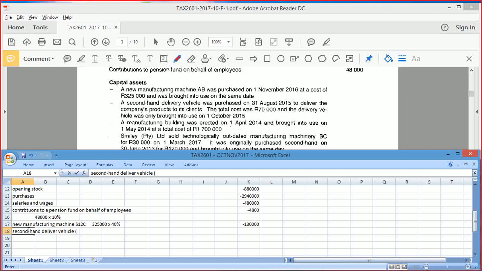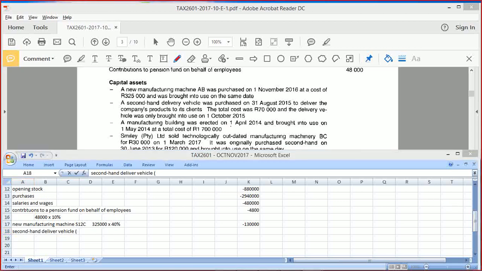Okay, so then what does Section 12E mean then, sir? Section 12E is an SBC. Yes, sir, it's still SBC. Section 12E, movable asset. Oh, well, hold on a sec. That's what I'm saying. Manufacturing machine ABC was purchased at a cost and brought into use on the same date. The first one is actually a manufacturing machine. So you would claim 100%. Because remember, it's an SBC.